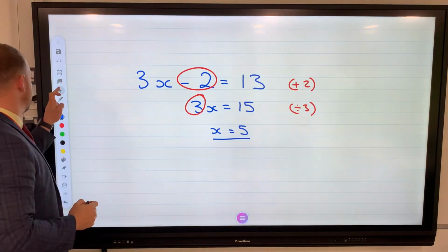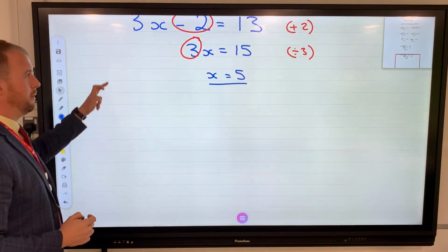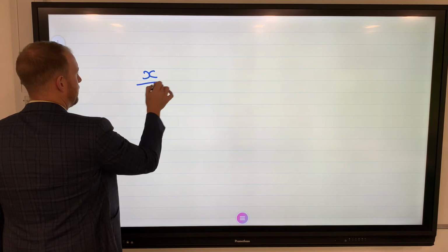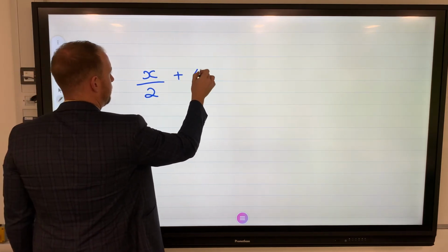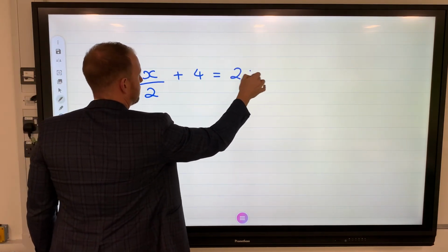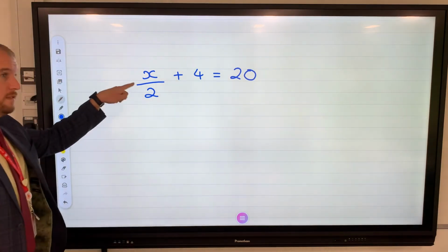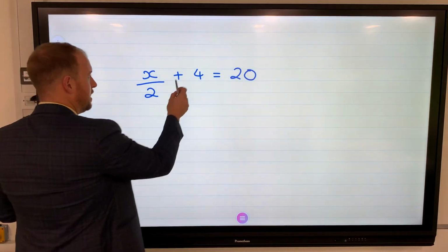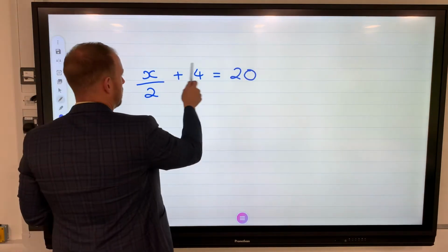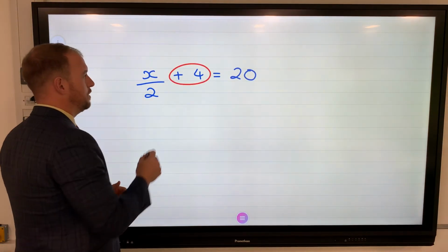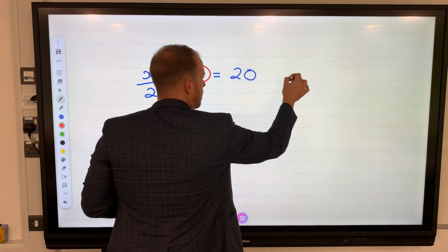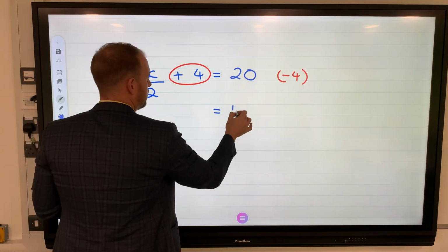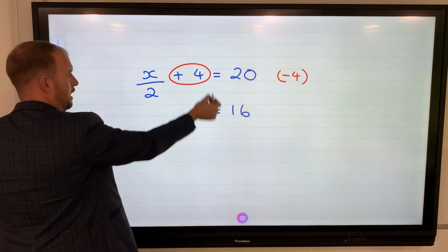This is where we have x times by a number. Let's have a divide one. Let's have x divided by 2 plus 4 equals 20. So we've got this divide symbol as well. Remember, use inverse to solve. Let's get rid of our plus or minus first. Let's eliminate our plus 4 by using our inverse operation by subtracting 4. So that'd be 16. Equal signs are in line.